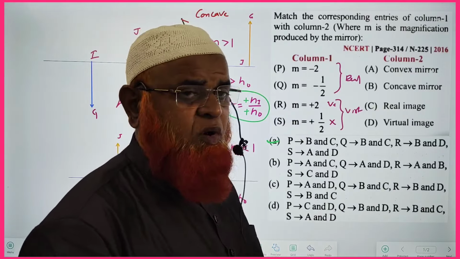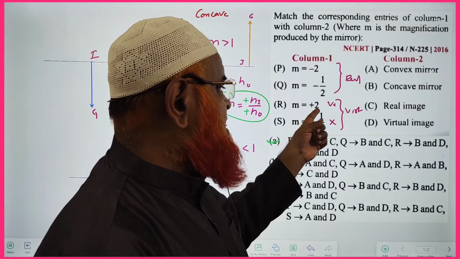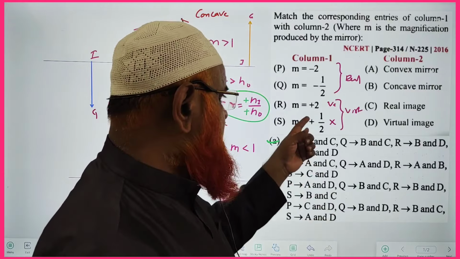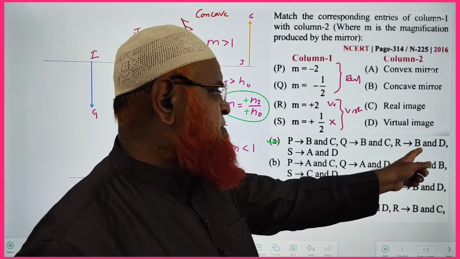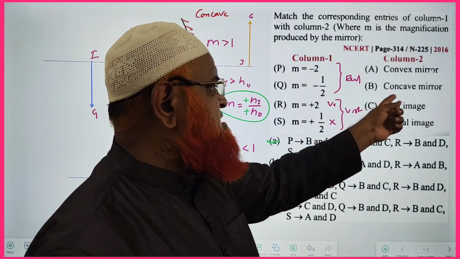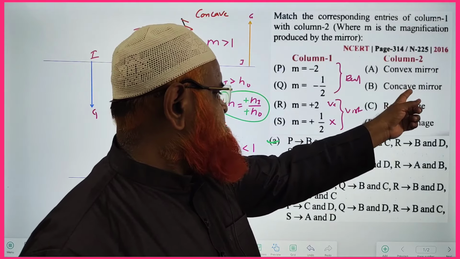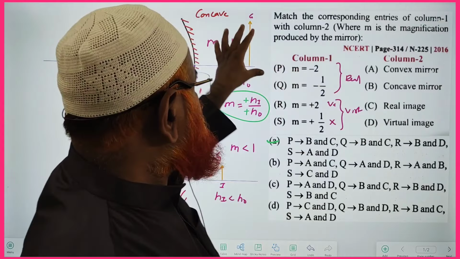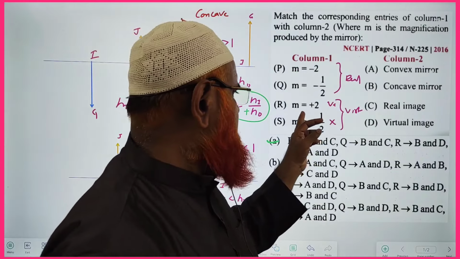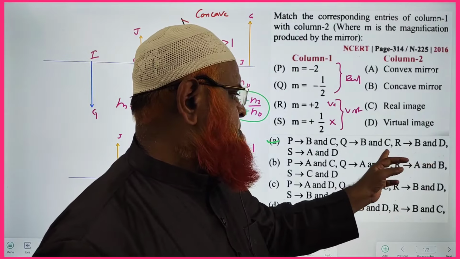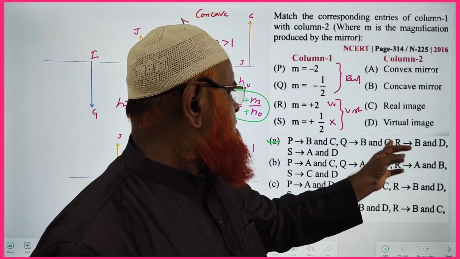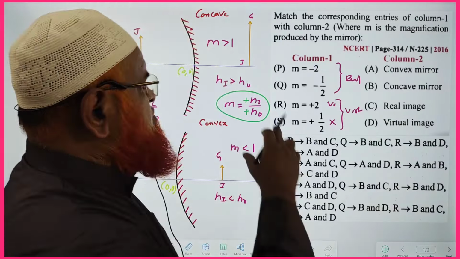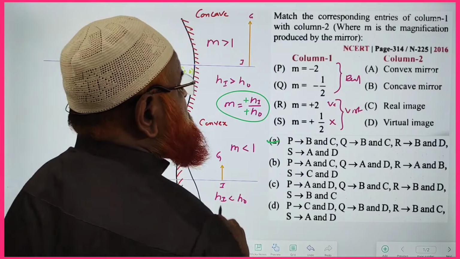M equal to plus 2, what does it mean here? M is equal to plus 2 means it's a case of a virtual image. So here, what are going to be B and D? B means it's a case of a concave mirror, plus 2. Yes, so concave mirror. And also what else is it giving? R is equal to B and D. D means virtual image. Yes, it's a case of a virtual image because you are getting positive signs here.